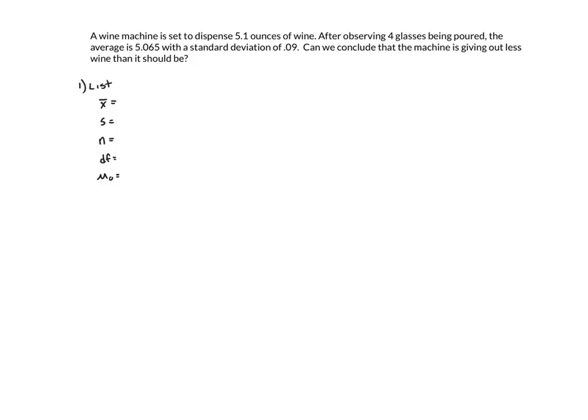Using the information from the problem above, I can tell that I have an actual average of 5.065. I can tell I have a standard deviation of 0.09. I have a sample size of 4 glasses, which means my degrees of freedom is 4 minus 1, or 3. And the final thing I need is mu naught. Mu naught's what I'm comparing it to, and the machine is set to dispense 5.1 ounces, so this will be what my mu naught is.